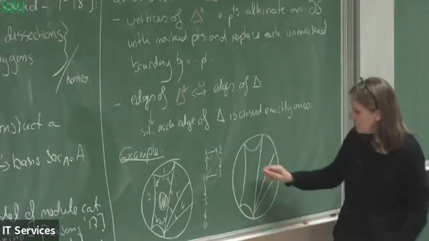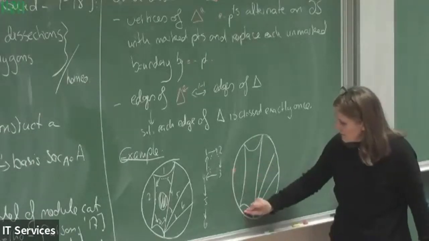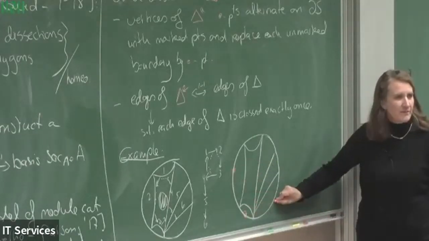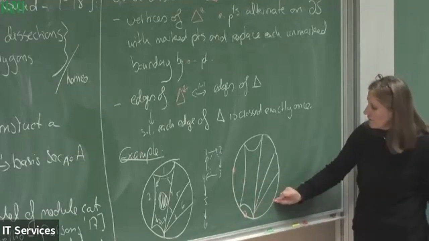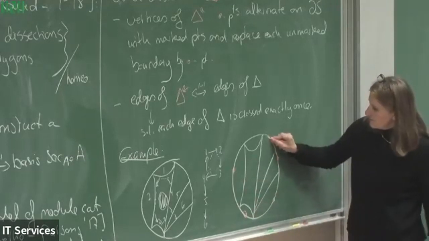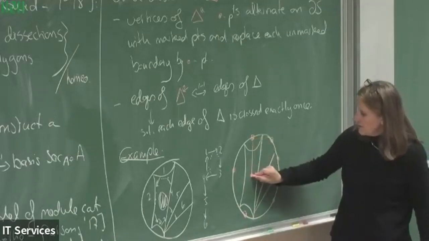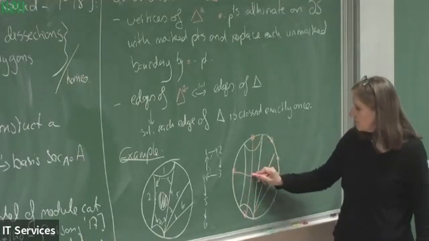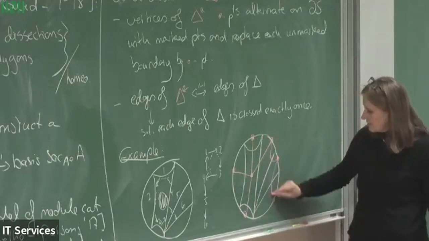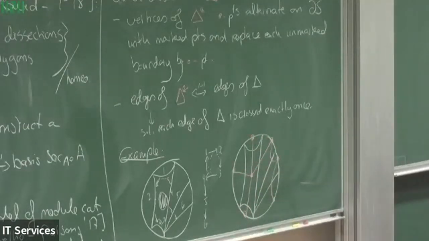And then we have the dual dissection. We alternate these. Can you see this pink well? Yeah, okay, good. We alternate the marked points on the boundary and put one here. And now there's a unique choice to connect two red marked points crossing each of the white edges once. Okay, excellent.